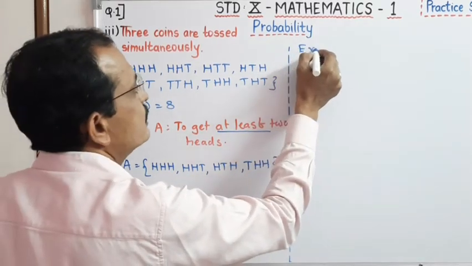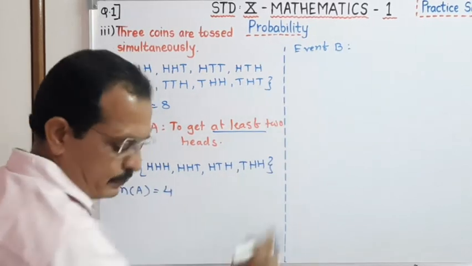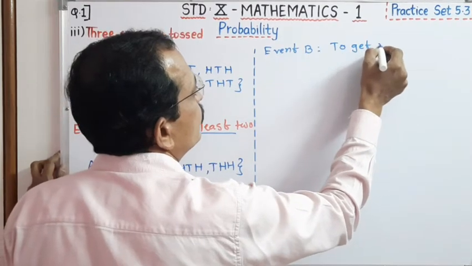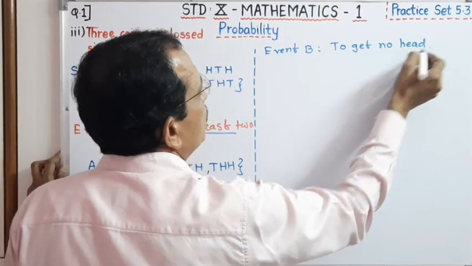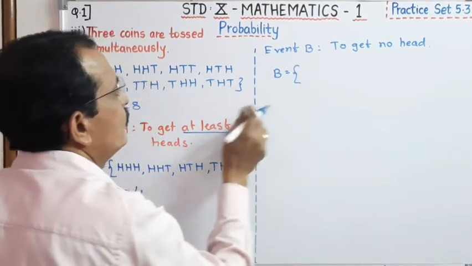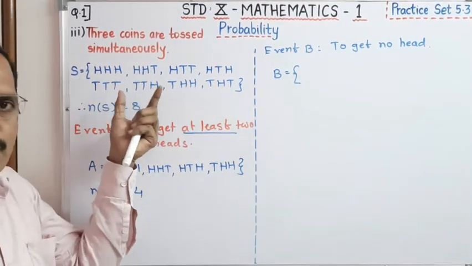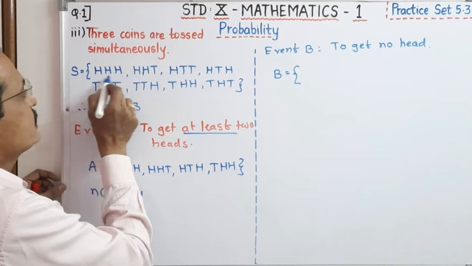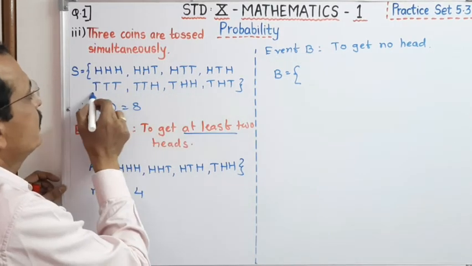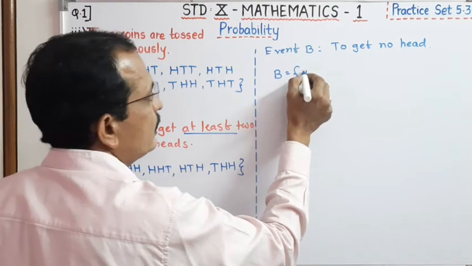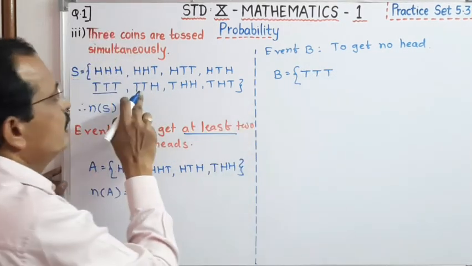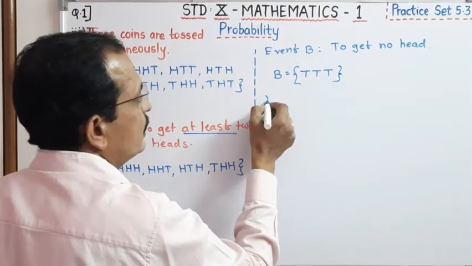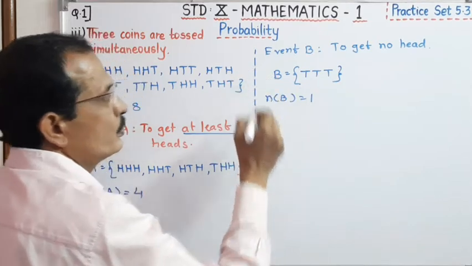Now we have to see the event B. Event B, to get no head. Here for B, we have to take the outcomes which have no head. Here it is all three tails, T, T, T. The others have one head, two heads, or one head, therefore we can't take them. Therefore n(B) is equal to 1.